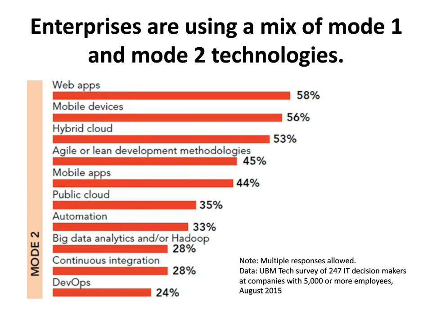And then we have a similar slide on the Mode 2 side. Here you can see the percentages are quite a bit lower, even for the most popular Mode 2 technologies. The number one technology on this side was web apps at 58%, mobile devices 56%, hybrid cloud 53%, agile or lean development methodologies at 45, mobile apps at 44, then dropping down into the 30s, public cloud and automation, and smaller percentages getting down around a quarter of the respondents said big data analytics and Hadoop, continuous integration, or DevOps.